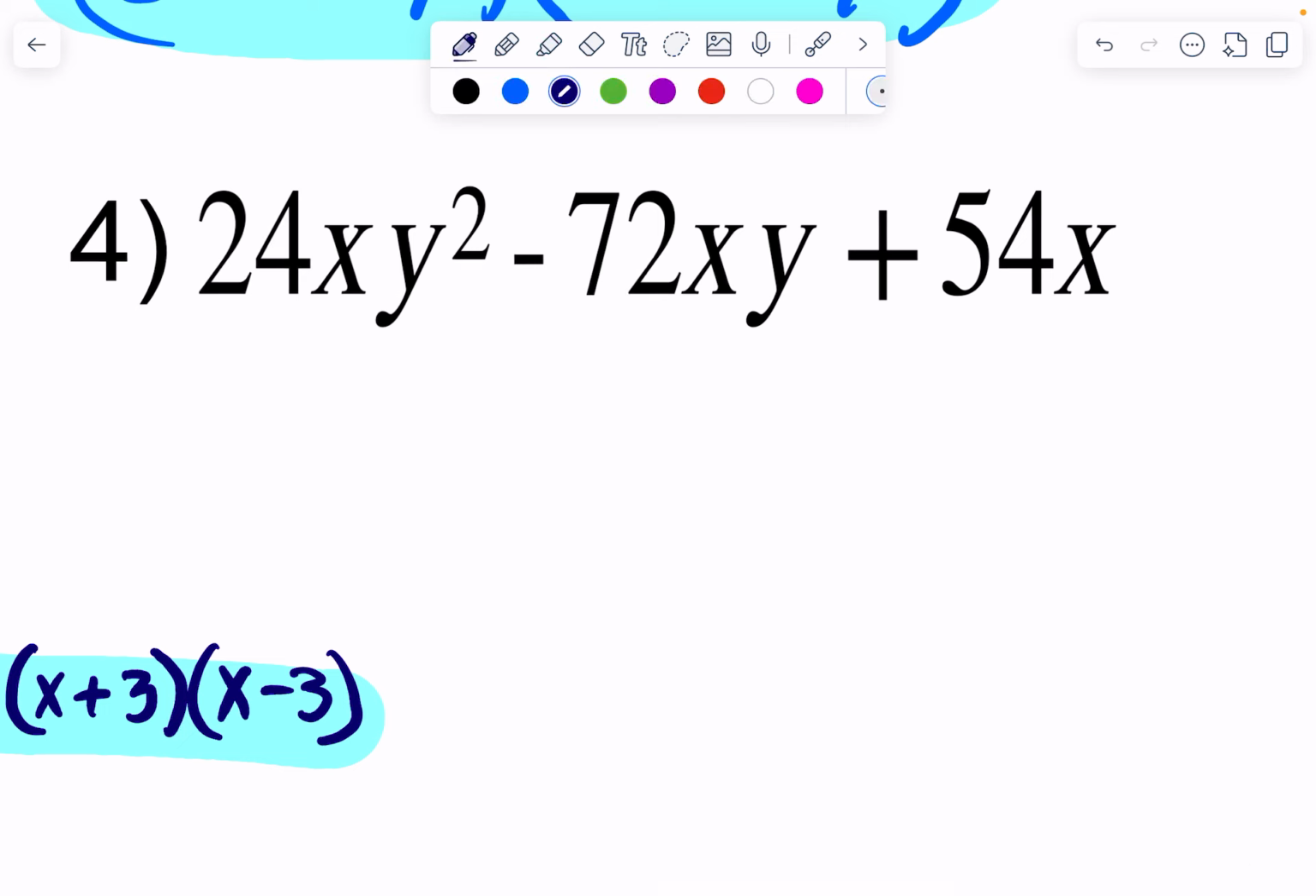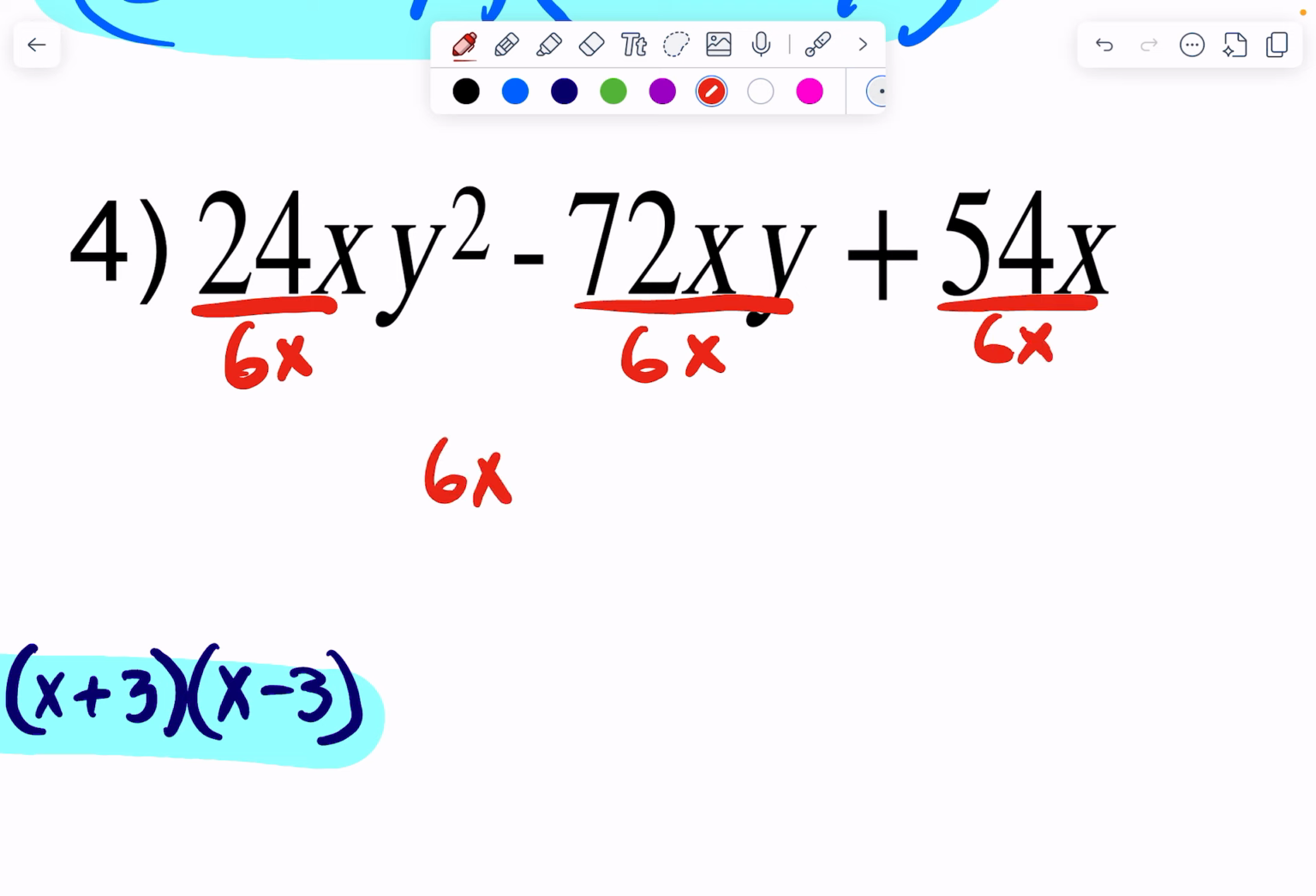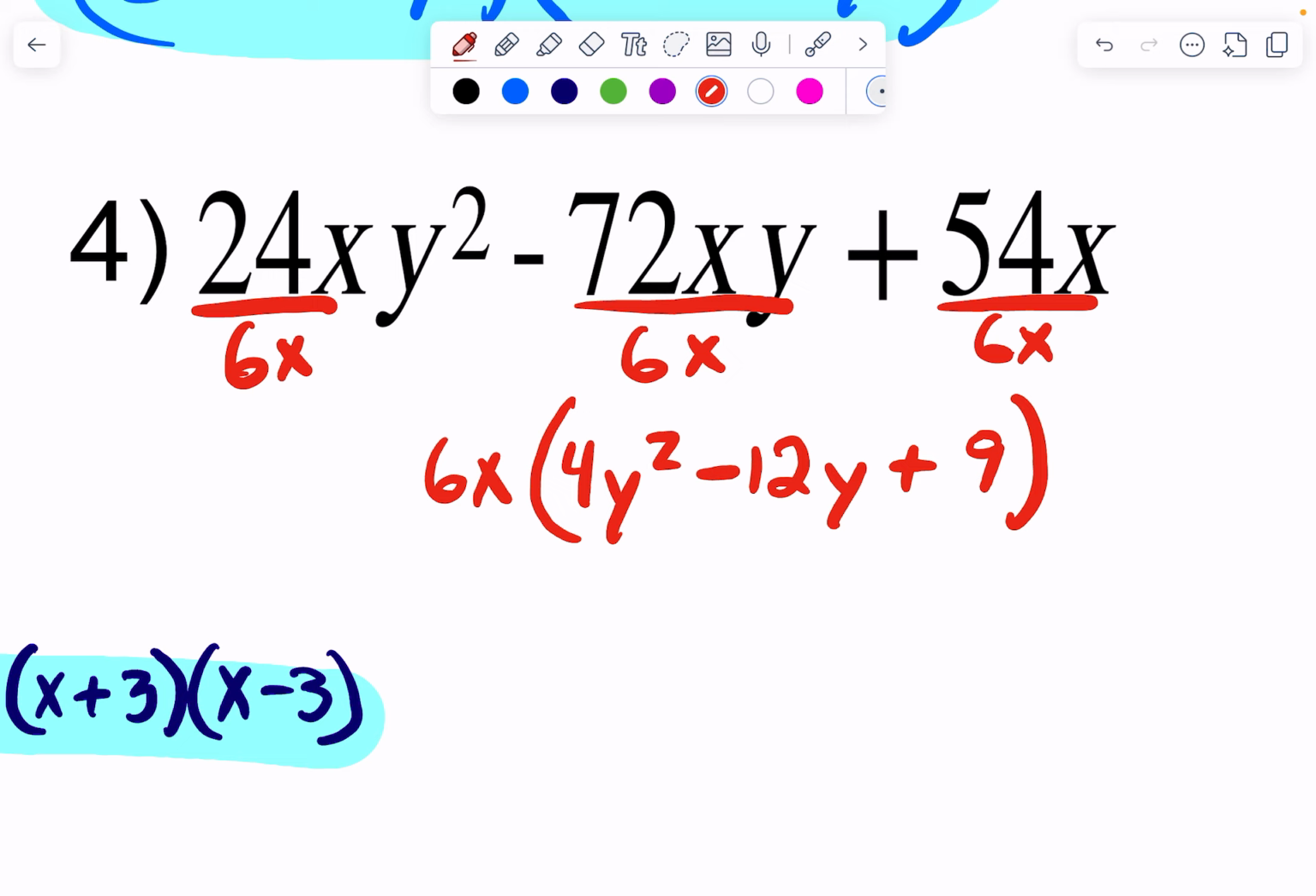This is divisible by both 2 and by 3. So if a number is divisible by both 2 and 3, we can divide them by 6. And there's also an x in each of these terms, so I can factor out a GCF of 6x here. So I'm going to factor out my 6x. My leftovers are going to be 4y squared minus 12y plus 9.